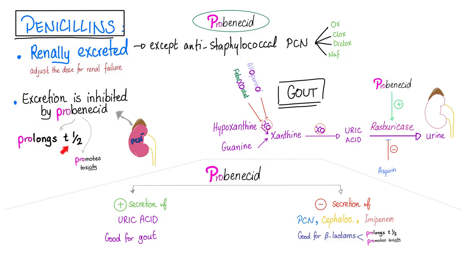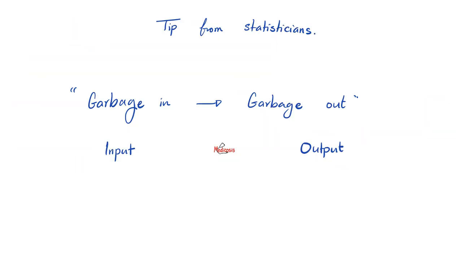More penicillin is going to end up in your blood, prolonging its half-life and increasing penicillin level in the blood and toxicity. Probenecid inhibited the secretion of penicillin, cephalosporin, imipenem. However, it increased the secretion of uric acid. Wow, because uric acid has a separate tubular transporter.